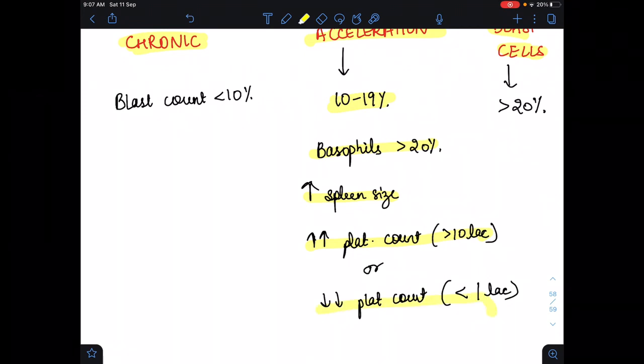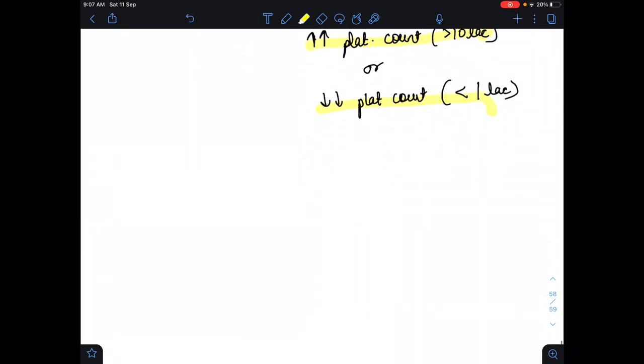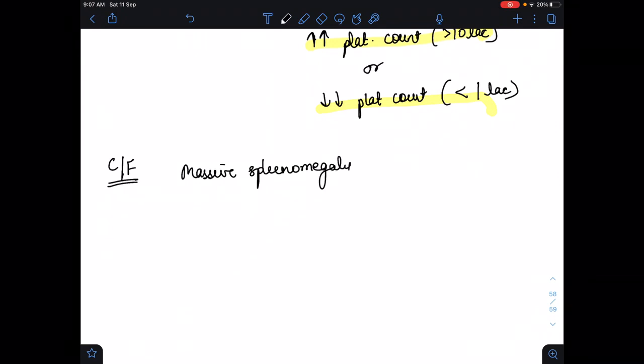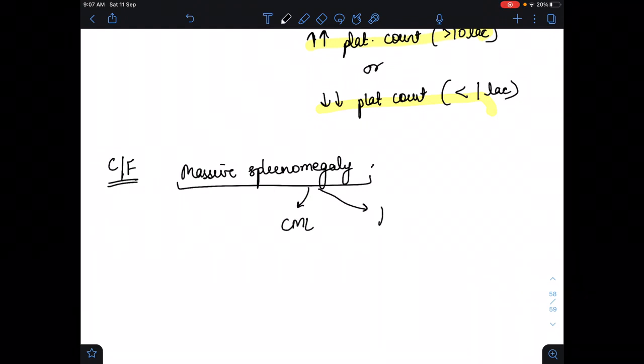In the clinical features of CML, we find massive splenomegaly. Massive splenomegaly is seen in CML, and the other one is Kala-Azar. So these are the two clinical diagnoses where massive splenomegaly is seen: either CML or Kala-Azar. So this is about CML.